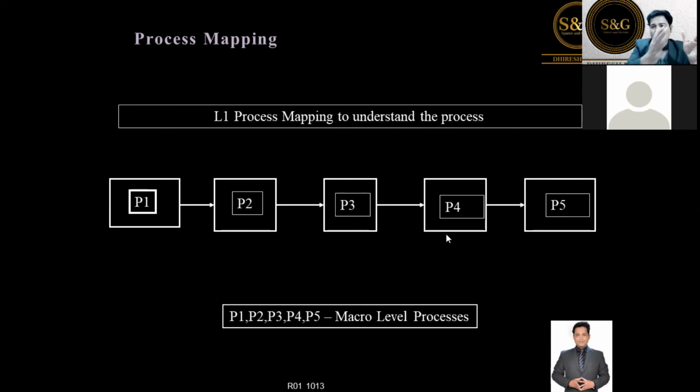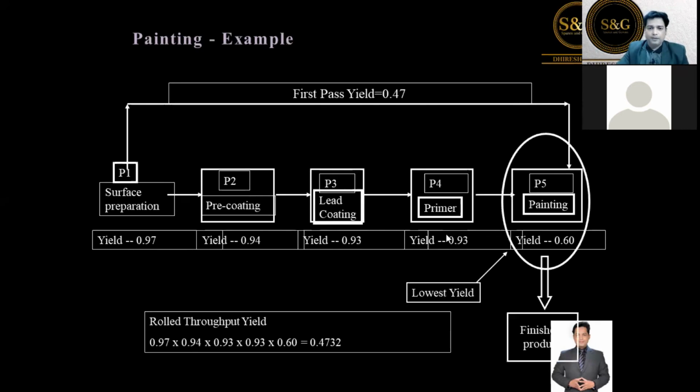Okay, sequential processes. Inputs will come in P1, उसके बाद में उसका आउटपुट जाएगा P2 को, P2 का आउटपुट जाएगा P3 को, P3 का आउटपुट जाएगा P4 को, and so on so forth. P5 के बाद प्रोडक्ट बाहर निकलेगा, कस्टमर के पास जाएगा. Okay, this is how the process mapping is done. Then the next step is we identify the throughput yield. Now throughput yield is nothing but output divided by input.